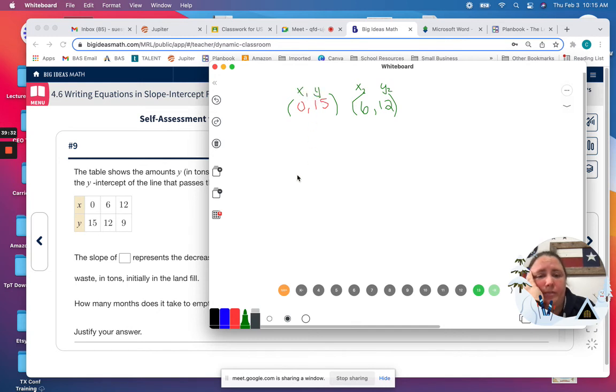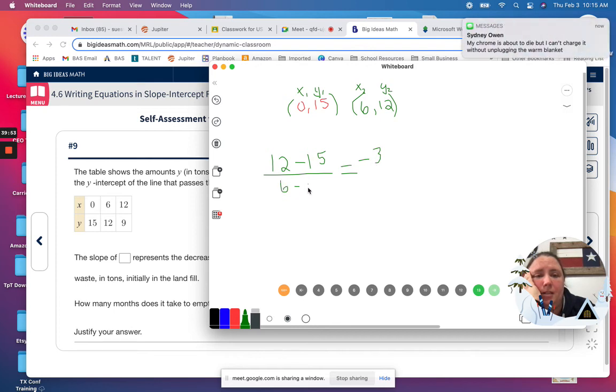Now let's solve. So y2 minus y1 would be what? It would be 12 minus 15, which is -3. Over, what's the bottom? 6 minus 0, which is 6. Excellent. Can I reduce this negative 3/6?